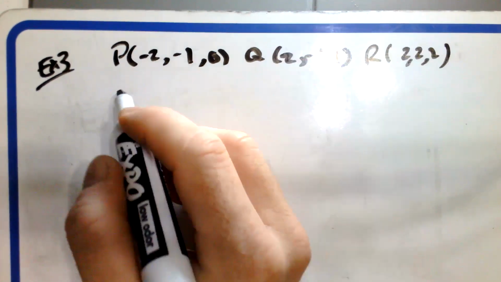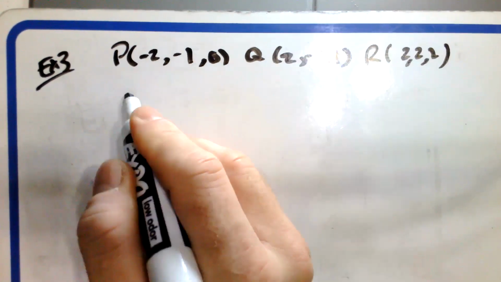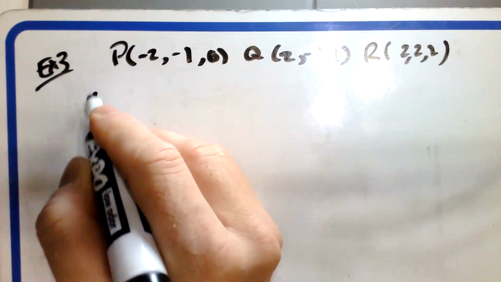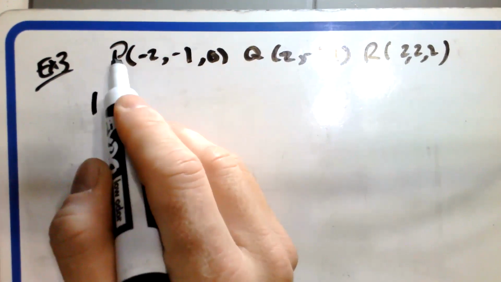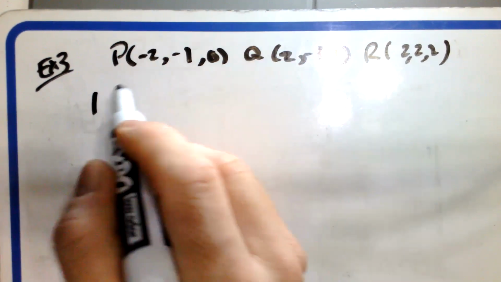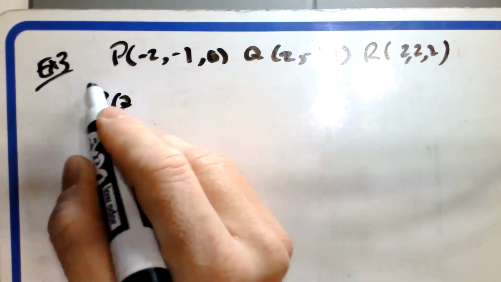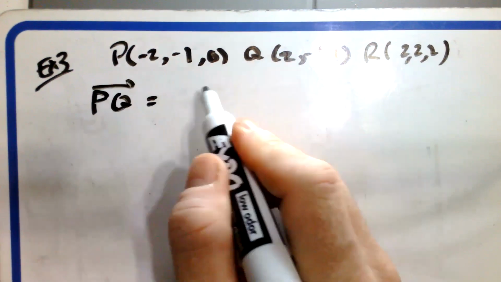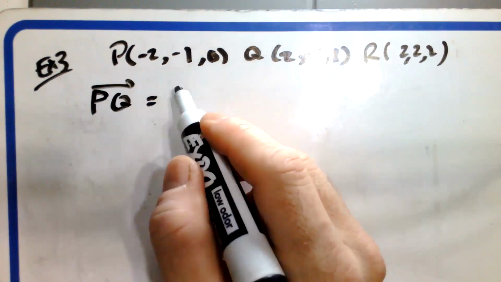So in doing this, since these 3 points are non-collinear, choose any two. I usually just take the first point, which is P in this case, and go to Q and then P to R. And those form my two vectors. And so we form those two vectors by subtracting component-wise.